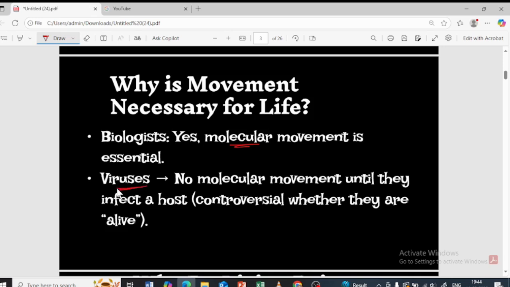Viruses do not undergo any molecular movement until they infect a host. Outside the host they are just like a non-living thing. But as soon as they enter the host, they do all the activities that a living organism does. They multiply, and they undergo molecular movement.